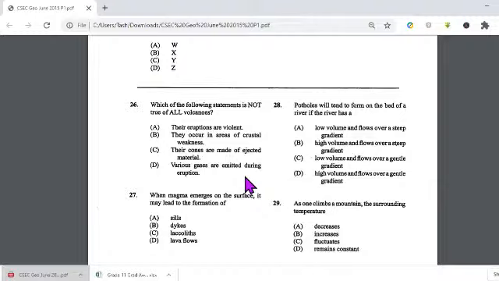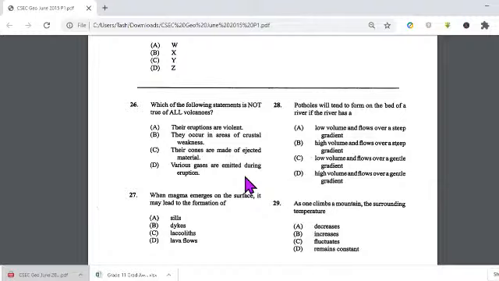So for potholes to happen, you would need to have a lot of water because it is the water that is going to be swirling around the other smaller material that is causing the erosion to take place. So we are taking out anything that has low volume. So we would have taken out letter A, which has low volume, and letter C, which has low volume. So we have letter B and letter D left, which says high volume and flows over a steep gradient, or letter D, which says high volume and flows over a gentle gradient.